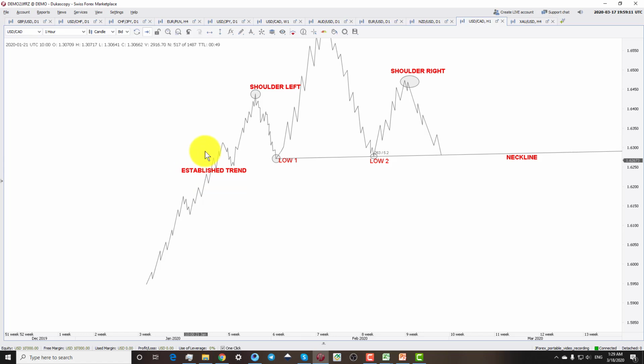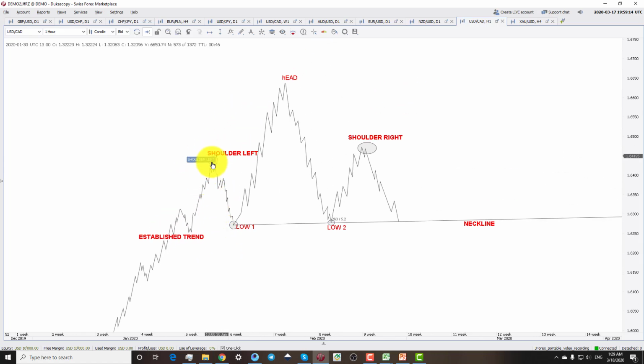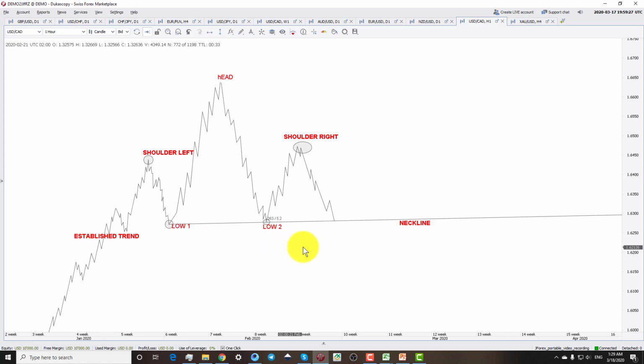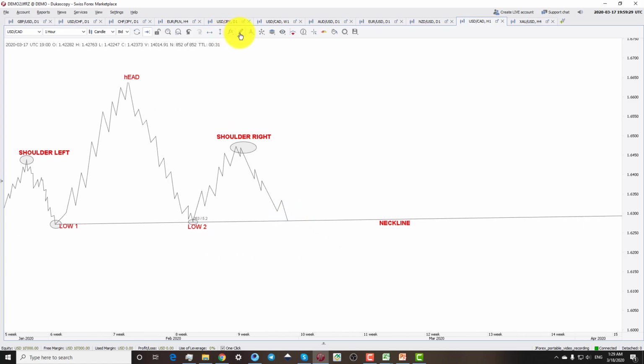So we need an established trend first, then we need a left shoulder, then we need a first low, then we need a head, then we need a second low, then we need a right shoulder, then we need a break of the neckline, which was formed by joining these two lows. Now this low needs to be broken, and we need a confirmation at the retest.